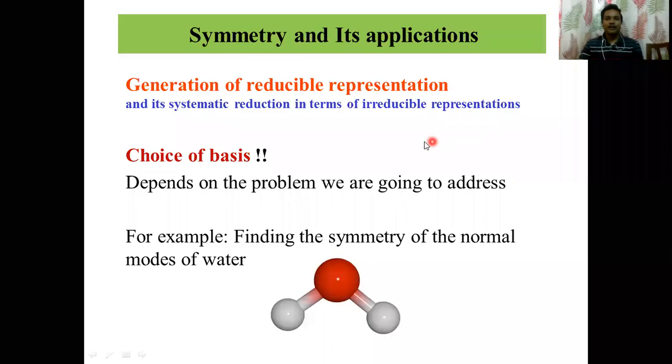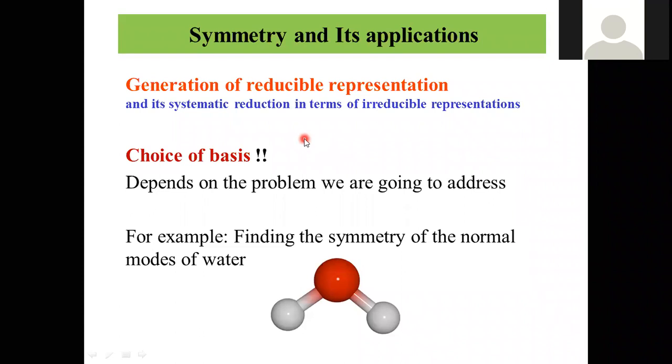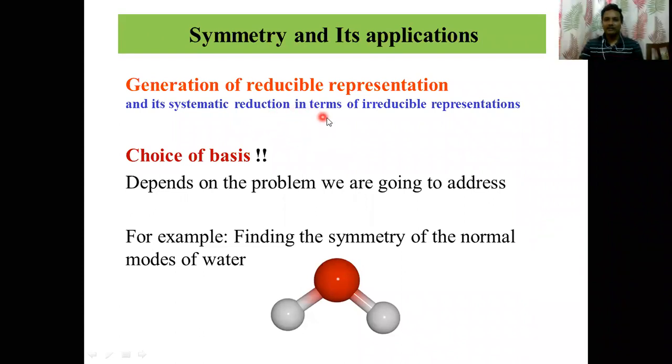So how do we do the generation of reducible representation and its systematic reduction in terms of irreducible representation, right? If you recall, the generation of reducible representation depends on the choice of basis. So that means what we are going to address depends on that. It is going to be the basis, and based on that, we will be generating the reducible representation.